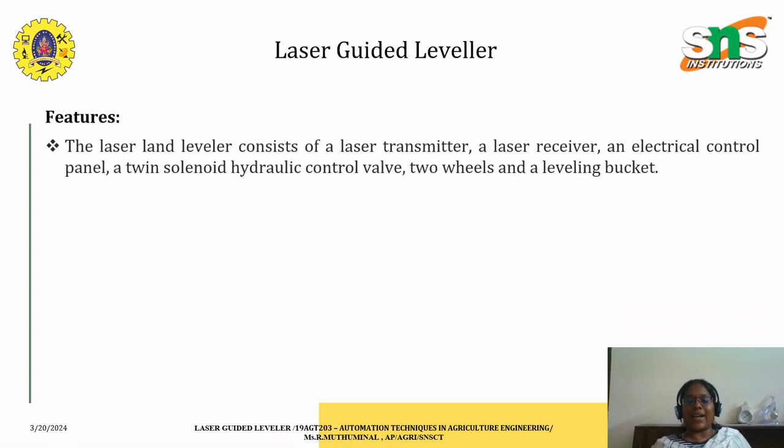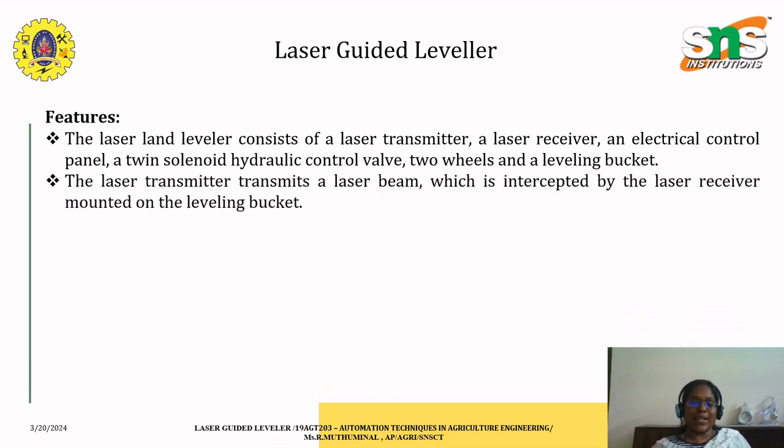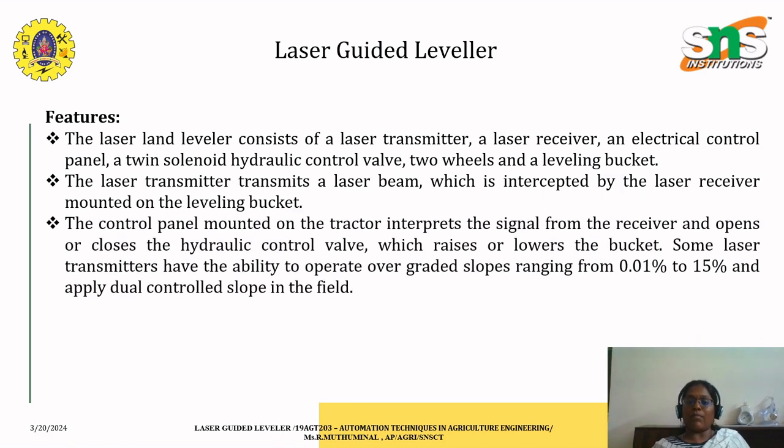So the features of the laser guided leveler are: it consists of a laser transmitter, a laser receiver, and an electrical control panel with a hydraulic control valve, that is twin solenoid, in the sense it has two wheels and a leveling bucket along with twin composition. And this laser transmitter transmits the laser beam, as I said in the previous slide itself, which is sensed by the laser receiver mounted at the leveling bucket. And this control panel mounted on the tractor interprets the signal from the receiver and opens or closes the hydraulic control valve, which helps us to raise or lower the bucket.